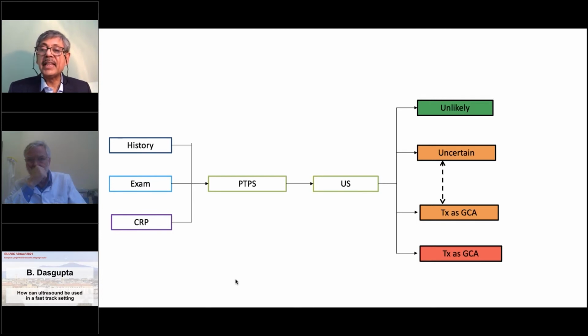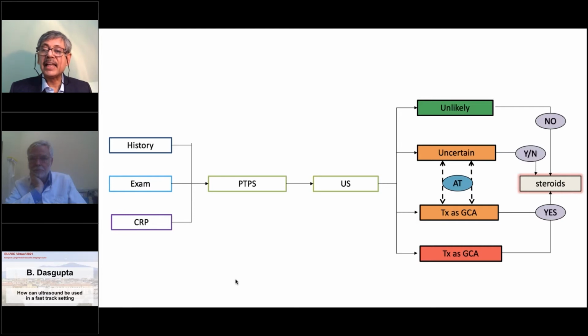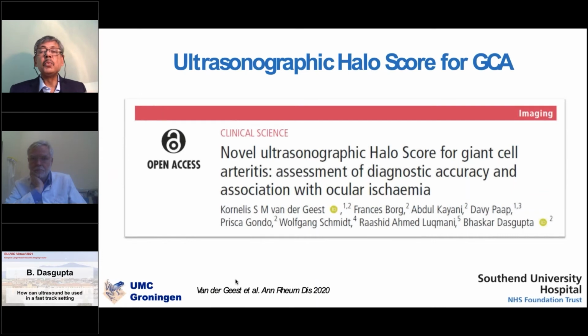And it is in the uncertain category, or treat as GCA with additional tests, that's where the pendulum may swing back and forth and will tell you whether the patient has or does not have GCA. So this is the way that our probability algorithm works in the fast track clinic.